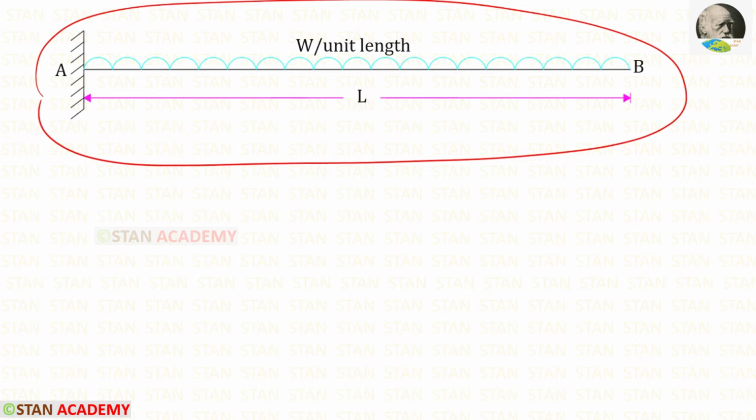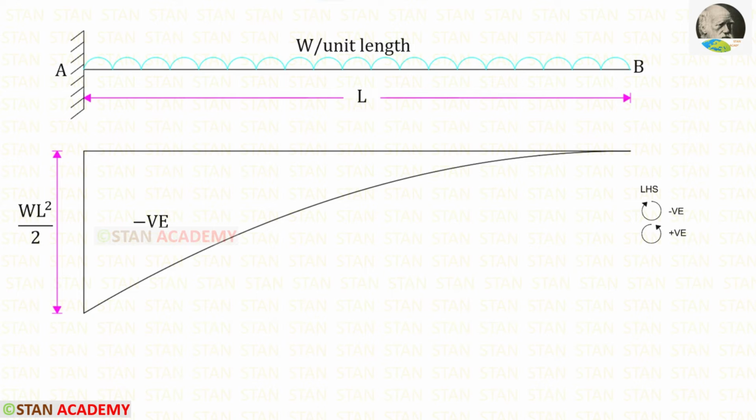Now we have to draw the bending moment diagram for this beam. We know that at the point B, the moment is 0. To find the moment at the point A, we have to use the left-hand side rule. Clockwise will be negative and anti-clockwise will be positive.